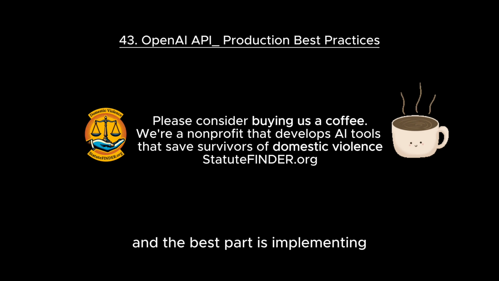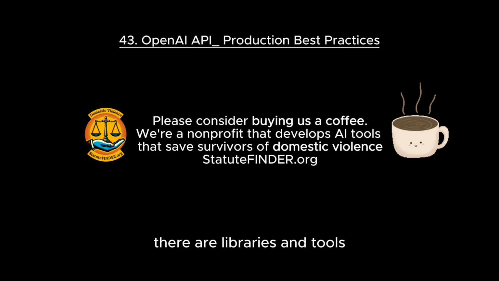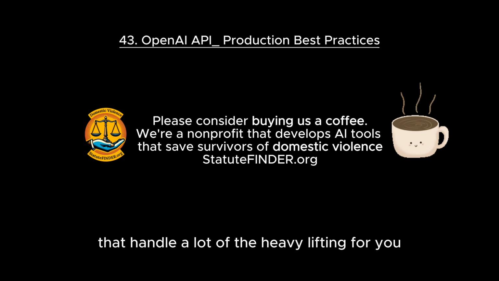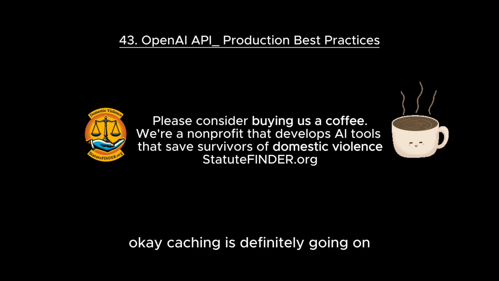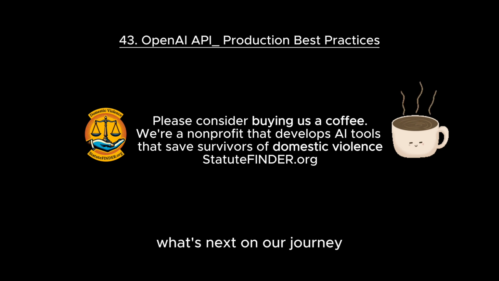And the best part is implementing caching is often easier than you might think. There are libraries and tools that handle a lot of the heavy lifting for you. Okay, caching is definitely going on my list of things to explore. So we're scaling up. We're caching like pros. What's next on our journey through the OpenAI documentation?